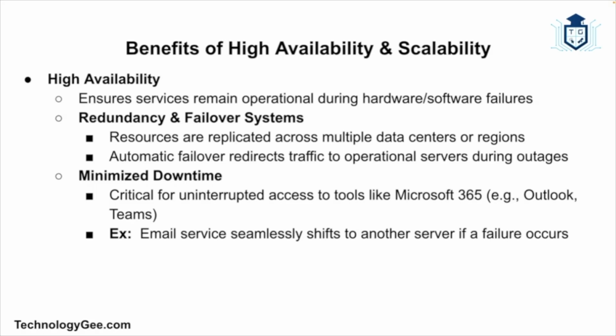This means that services are replicated across multiple data centers or regions. It also means automatic failover processes redirect traffic to operational servers if an issue arises. And it also means downtime is minimized, ensuring business continuity. For example, if a server hosting an organization's email service fails, the cloud provider automatically shifts the service to another server with minimal disruption. And this is critical for organizations that rely on Microsoft 365 tools like Outlook or Teams, which demand uninterrupted access.